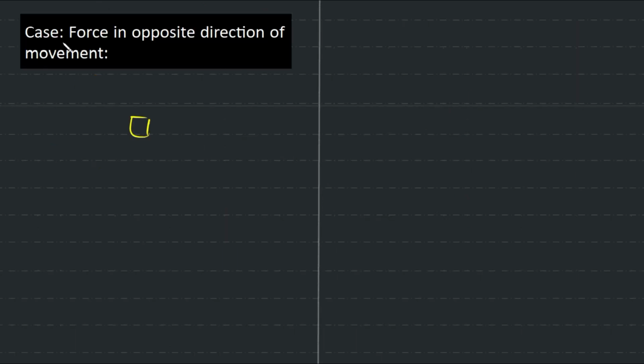The second case is the force in the opposite direction of movement. Say an object is moving to the left. Now you apply a force and the net force is to the right. The direction of acceleration will be to the right and the direction of momentum change will be to the right. Okay, that's all. So this is what we are trying to tell.